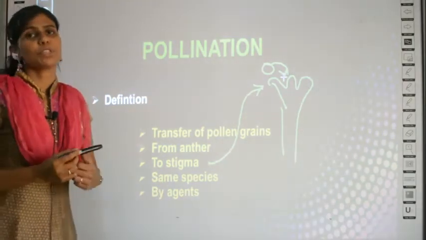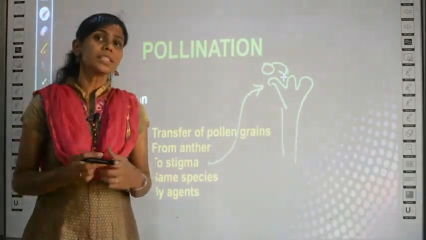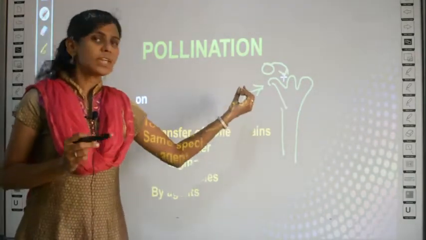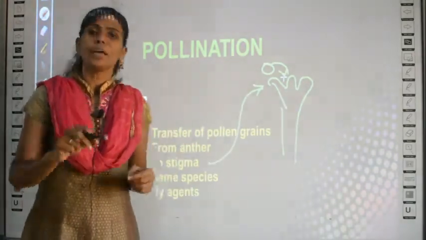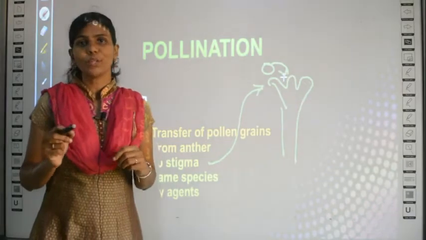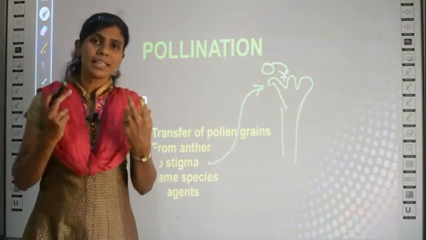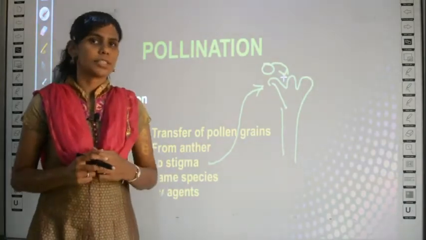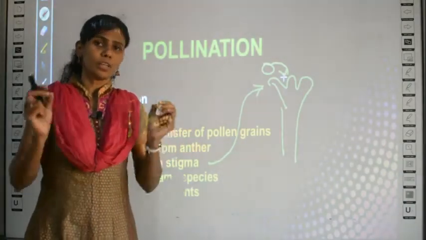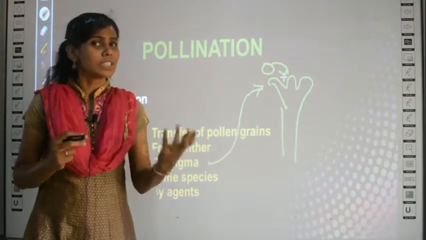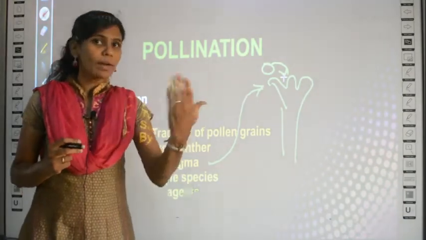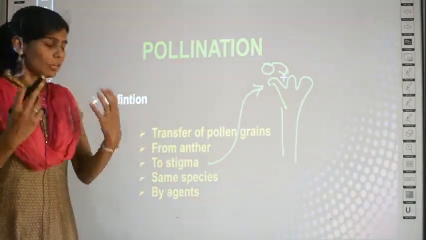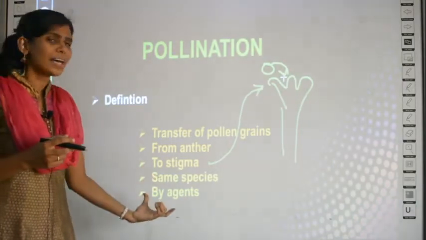So transfer of pollen grains from one plant to the stigma of another plant of the same species, in the sense, say for example, if the pollen grains are transferred from a hibiscus plant, it cannot pollinate with the rose plant. It should be the same hibiscus plant. That is what is referred to as same species. Rose plants pollination will be with the rose plant only. Hibiscus plants pollination will be with one more hibiscus plant only. It should be of the same species, by agents.